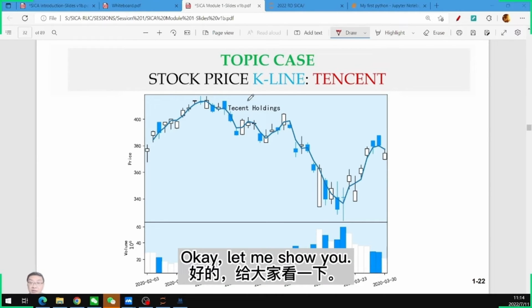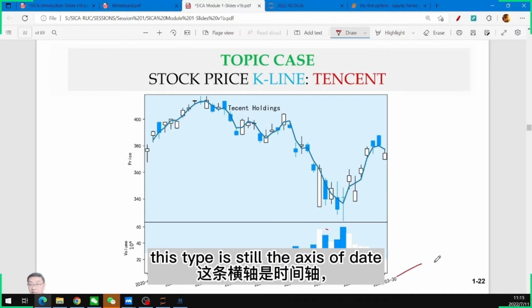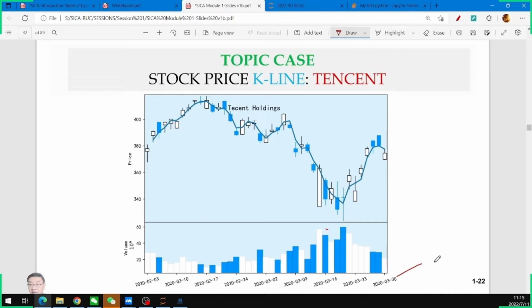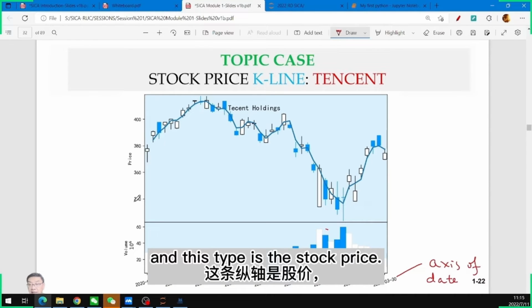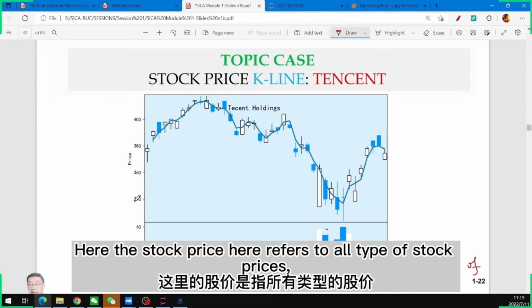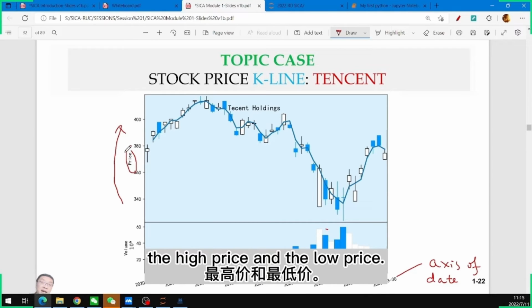Okay, let me show you. This axis is still the axis of date, and this axis is the stock price. The stock price here refers to all types of stock prices, including the open price, the close price, the high price, and the low price.